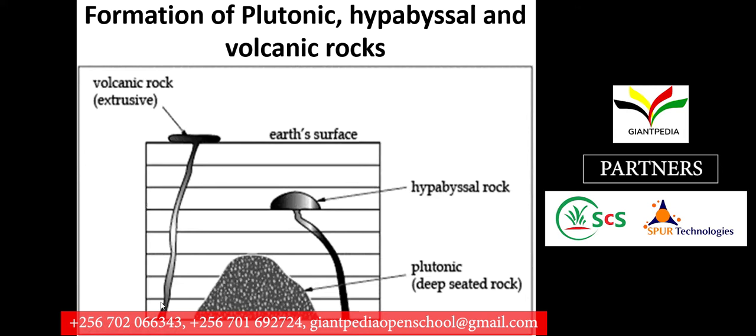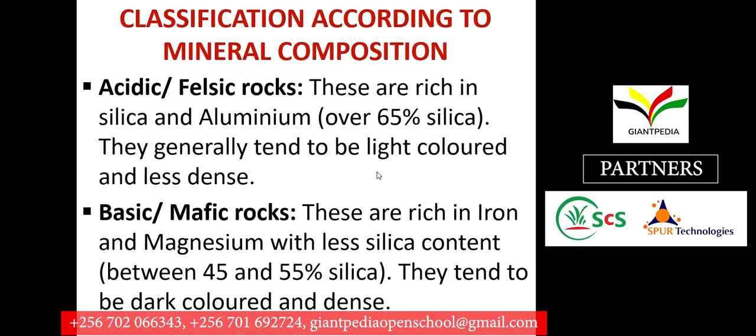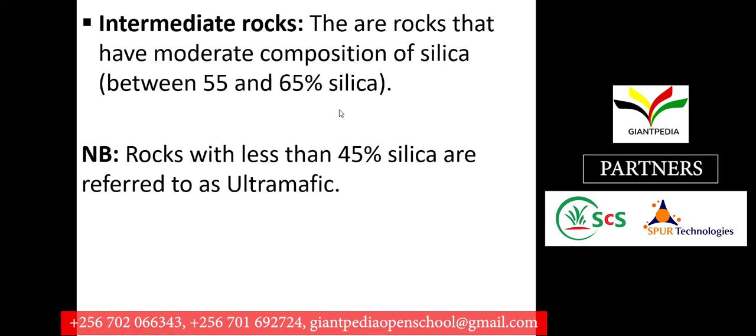Then there are those which may be extruded, where the magma is extruded onto the surface in the form of a volcanic eruption or a lava flow, which then cools and solidifies to form the volcanic rocks. So these are the surface volcanic rocks. This is also a diagram to summarize the formation of igneous rocks. And these are the classifications according to mineral composition: the acidic or felsic rocks, the mafic or basic rocks, and the intermediate rocks.